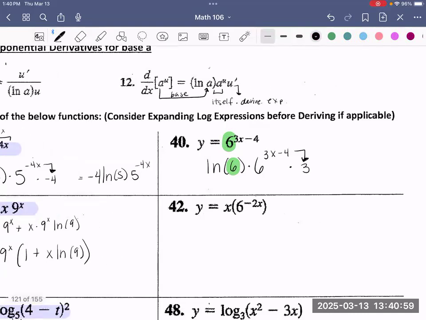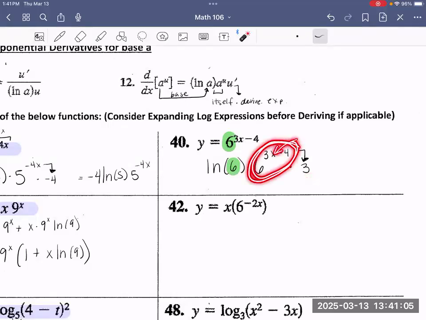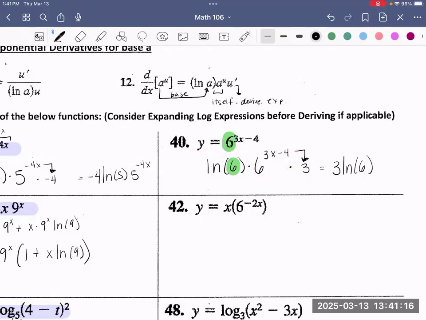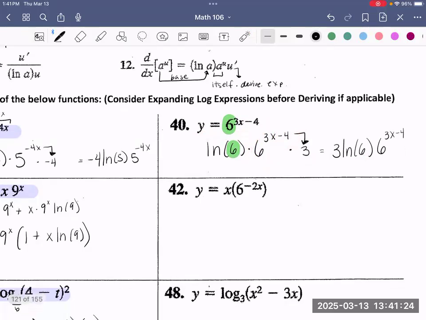And no, we cannot just combine 6 times 3 to make 18, because keep in mind, this is going to be a number once we select x, as well as ln of 6, this is also a number. So if I were to write it out, I would do something like 3 ln of 6 times 6 to the 3x minus 4. That's as far as we could go with simplifying that one. So let's try it again in 42.